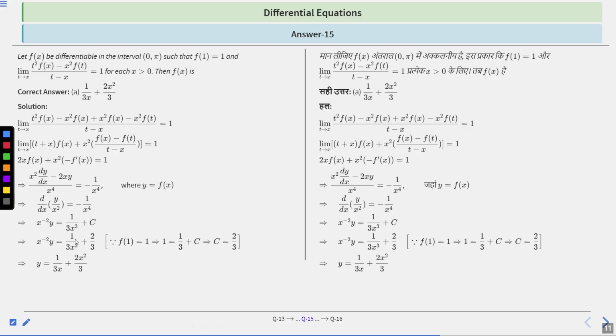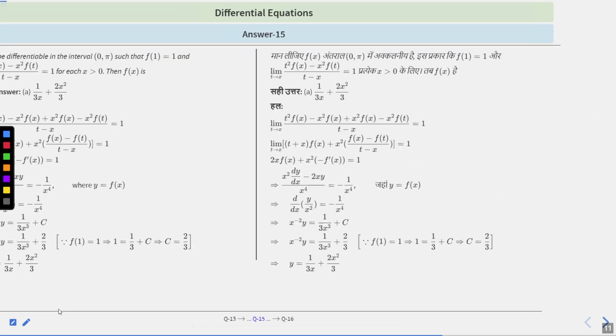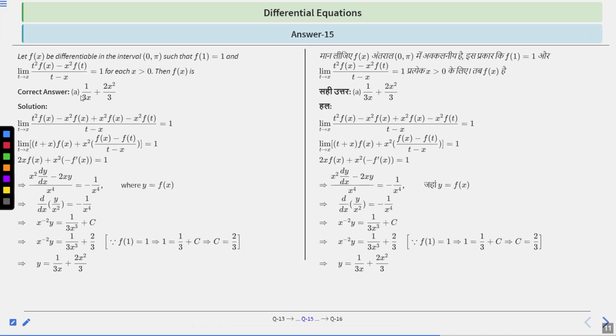Right? Therefore, the equation becomes x to the power minus 2y is equal to 1 by 3 x cube plus 2 by 3. Therefore, y is equal to 1 by 3x plus 2x square by 3, right? Therefore, we got the correct answer as option A. Option A is right, which is 1 by 3x plus 2x square by 3. Got it?